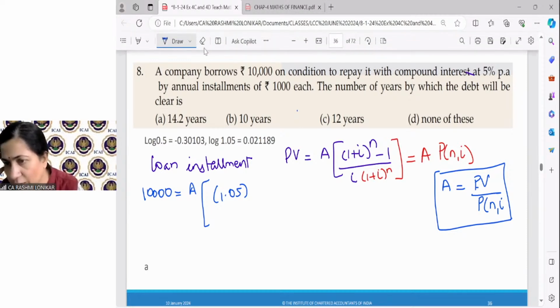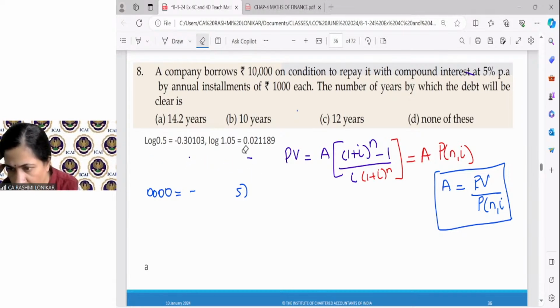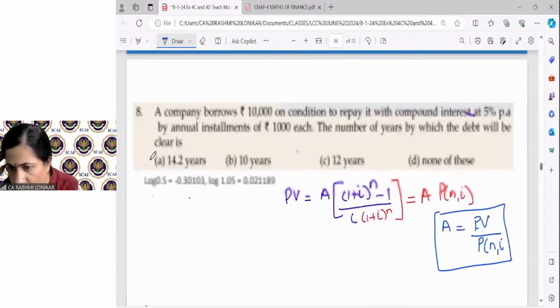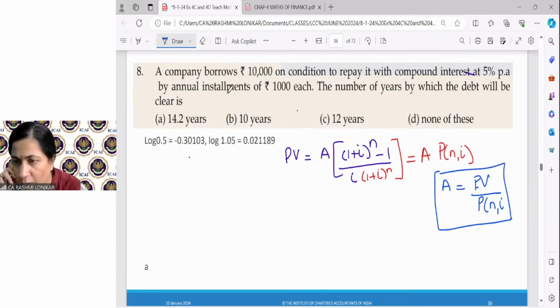No, they're asking you the years. Okay, right. Okay. Just let me check. I'll write a little smaller so that we can fit everything. So, what is this 10,000? This 10,000 is my PV. What is this? This is my A installment. Okay. This is my I. What do I need? I need N. Okay. I need to find N is equal to how much?